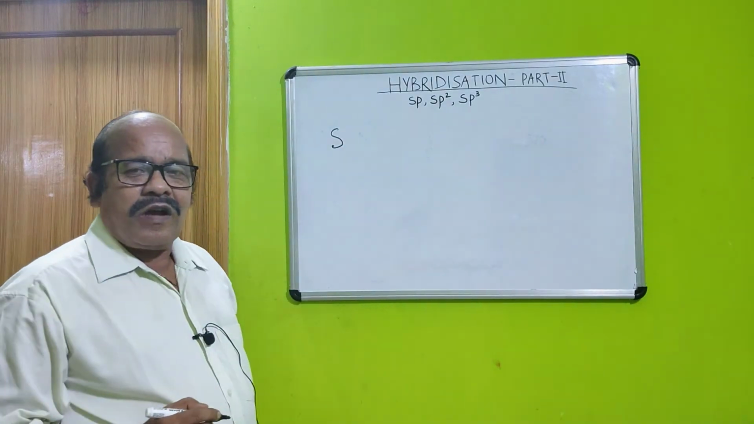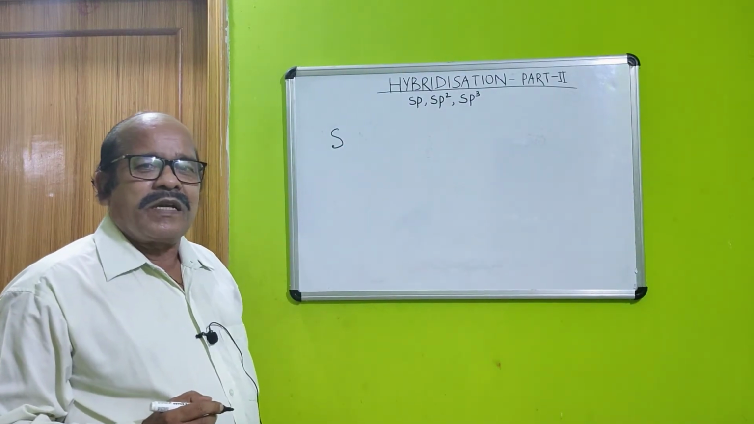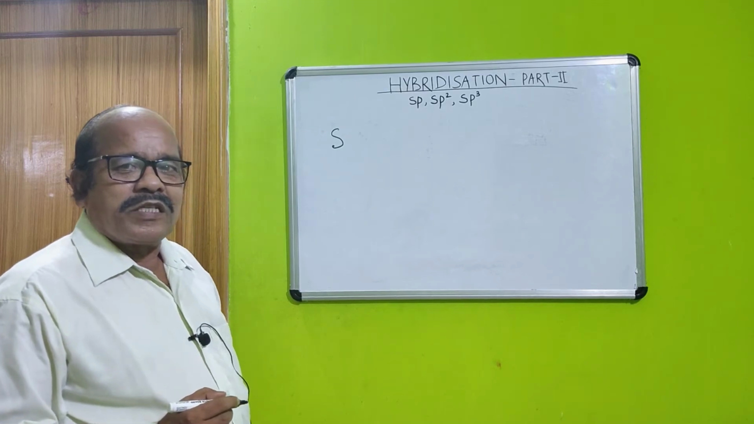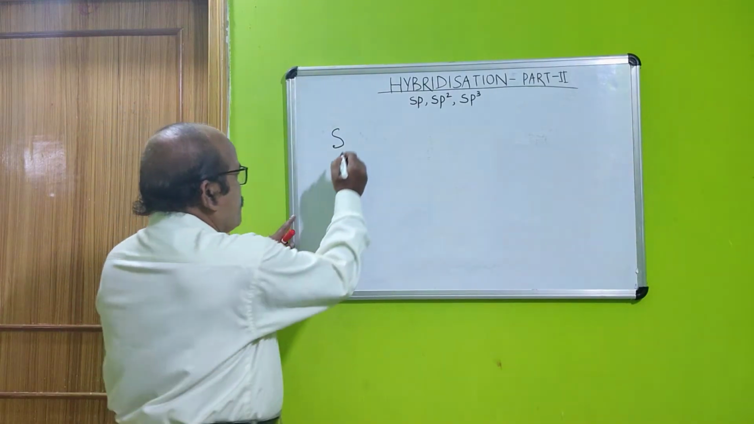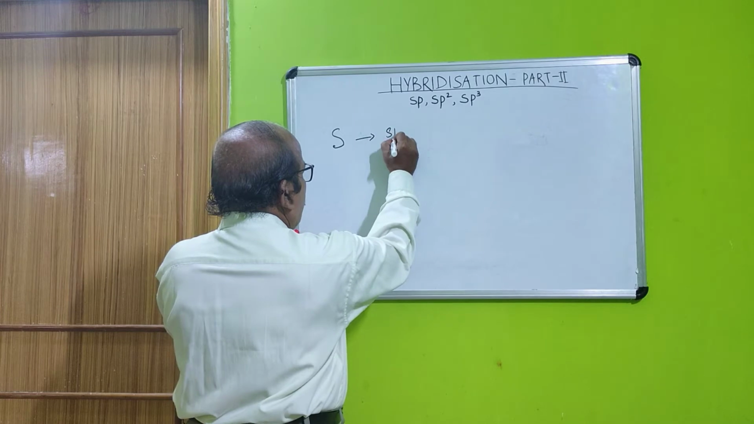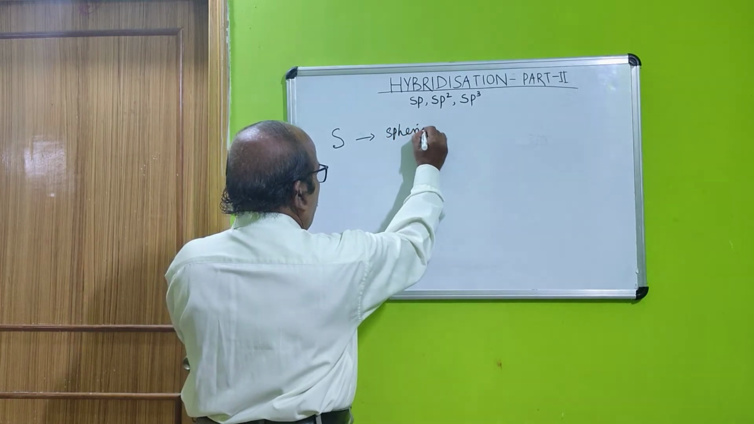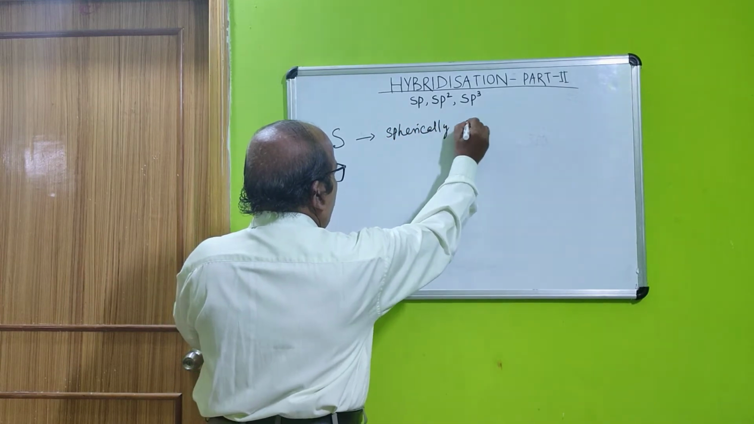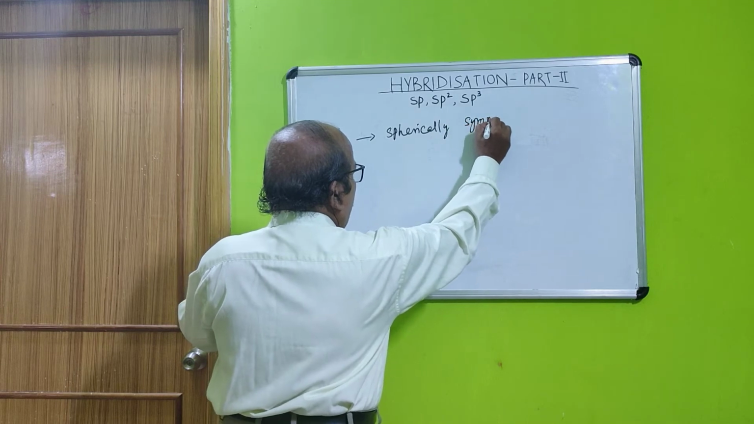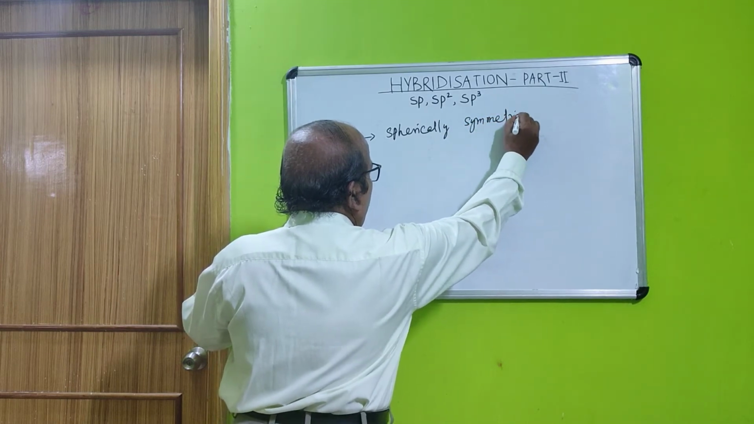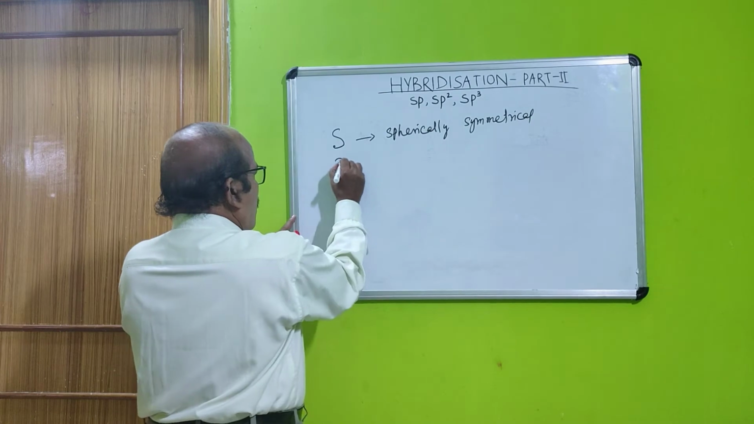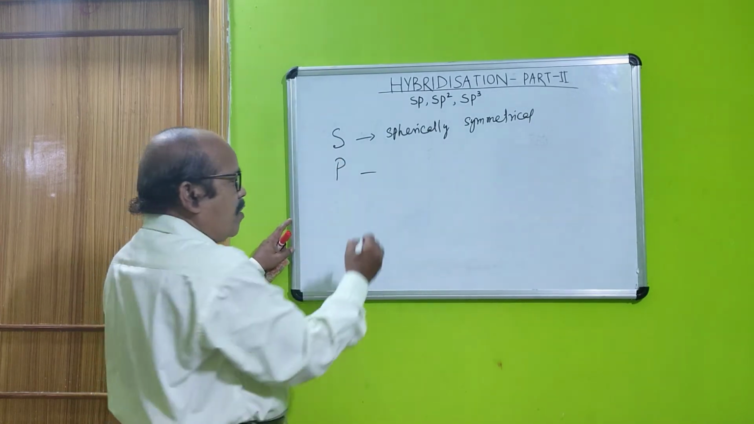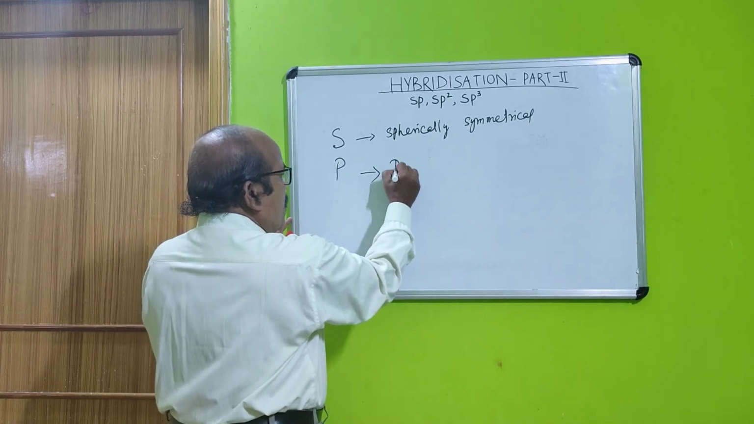As you know, s is spherically symmetrical. P, you know, is a dumbbell.